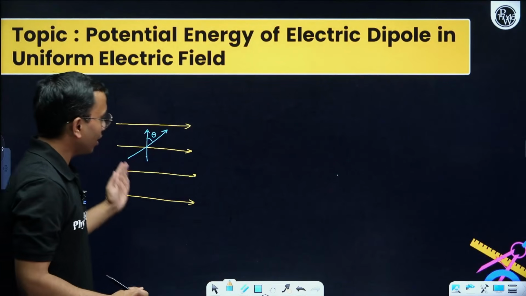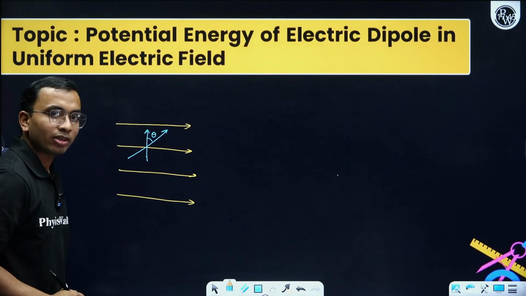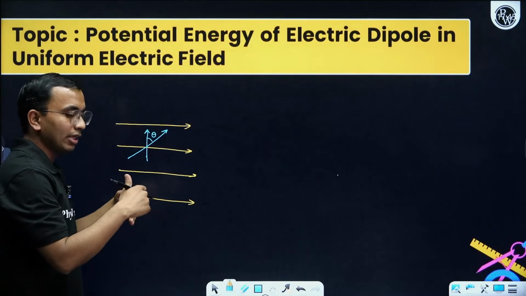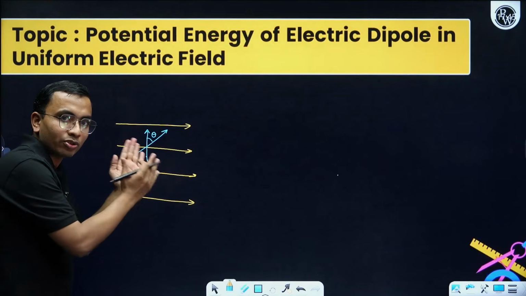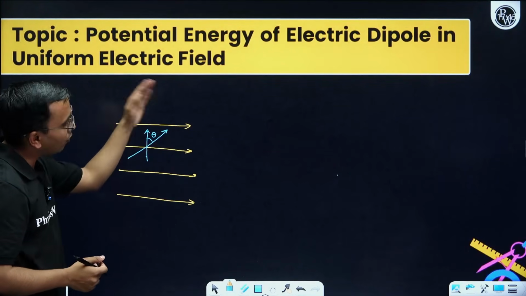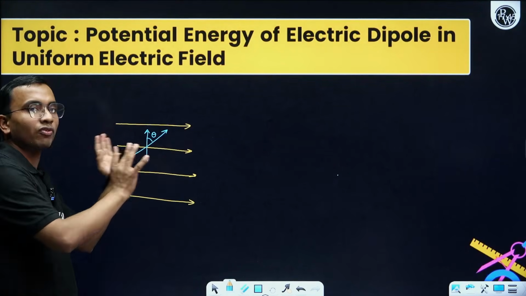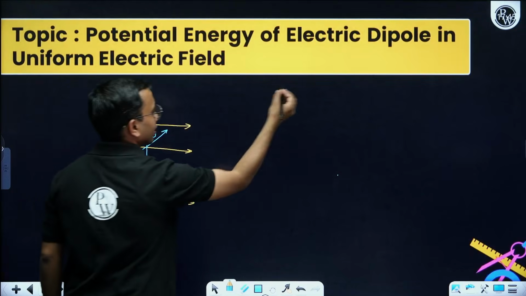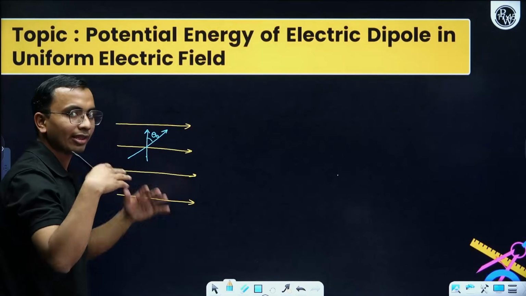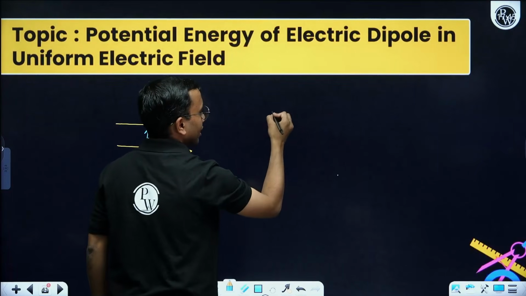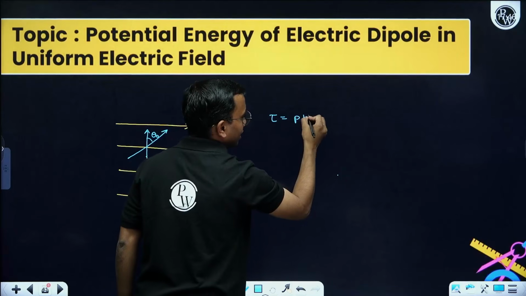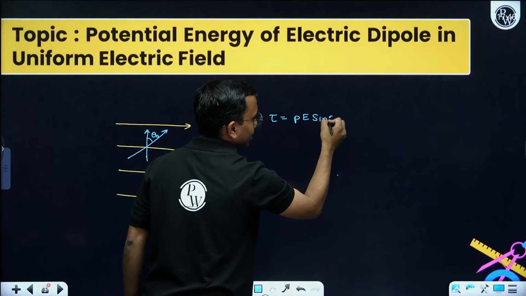So you will say you have to apply the same torque in opposite direction, isn't it? Equal and opposite torque only I have to apply, so that I can rotate it slowly. Angular acceleration is 0, total torque is 0. Whatever torque is due to the electric field, the same amount of torque I have to apply. So let us take the final angle as theta naught. At any angle theta, the torque magnitude will be PE sin theta. This is my torque.